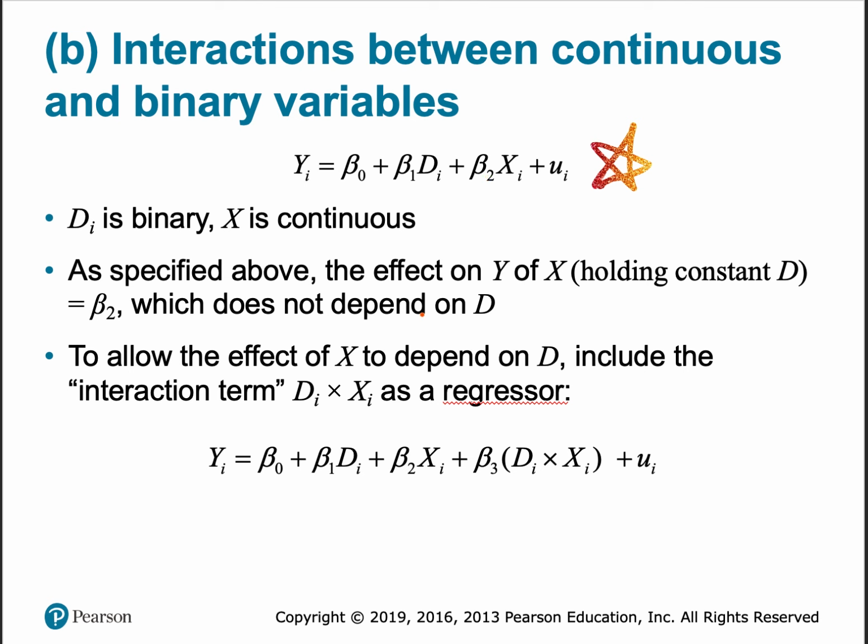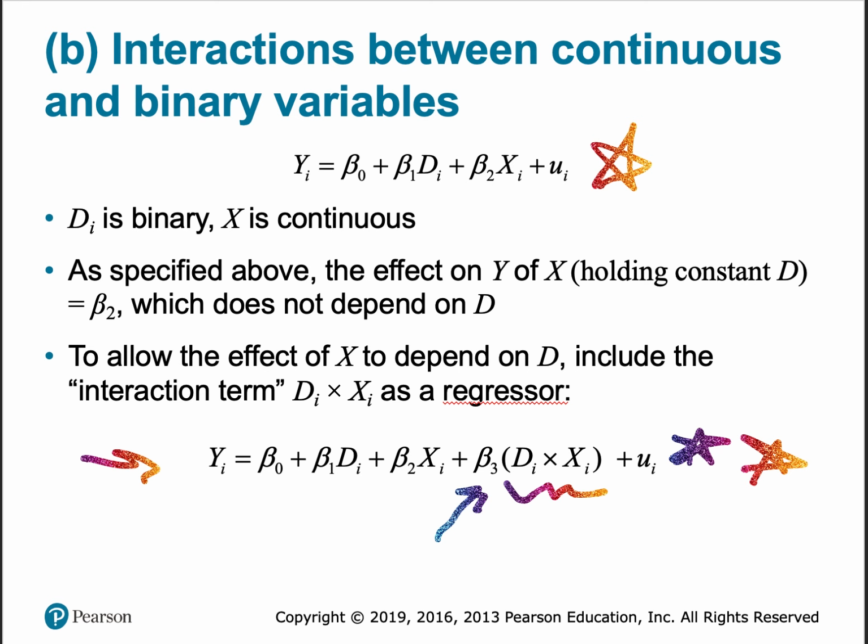It does not depend on d. We want to allow the effect of x on y to depend on d, so the effect of x on y will be different for different groups. So we want to include the interaction term di times xi as a regressor. We're going to create a new variable that is di times xi, with a new coefficient beta 3, and we're going to run this regression.